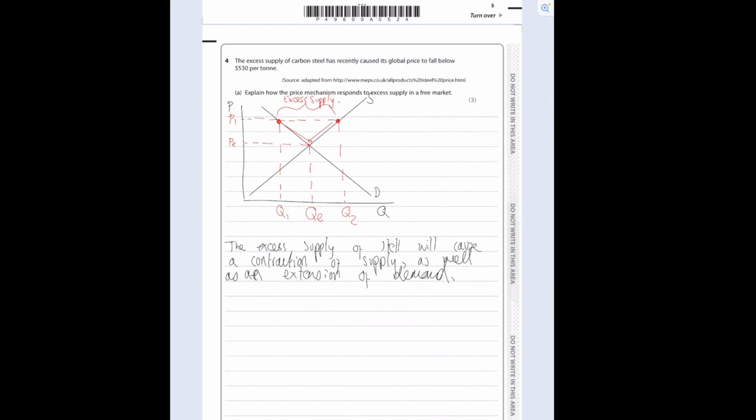And basically, if we're going to have some kind of application here, which is what we need, we can refer to this. Remember, the three functions of the price mechanism are signaling, incentives, and rationing. This is the way I like to remember it: signaling, incentive, and rationing.